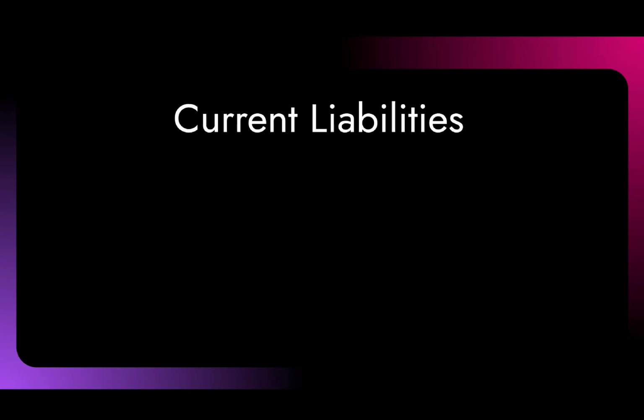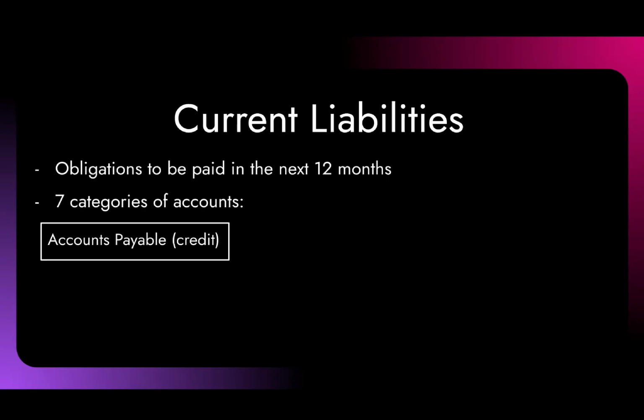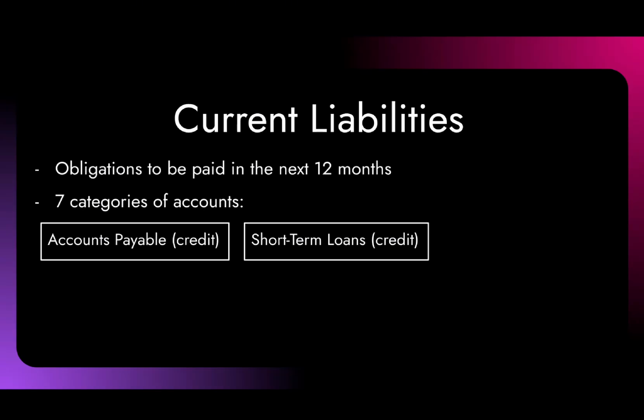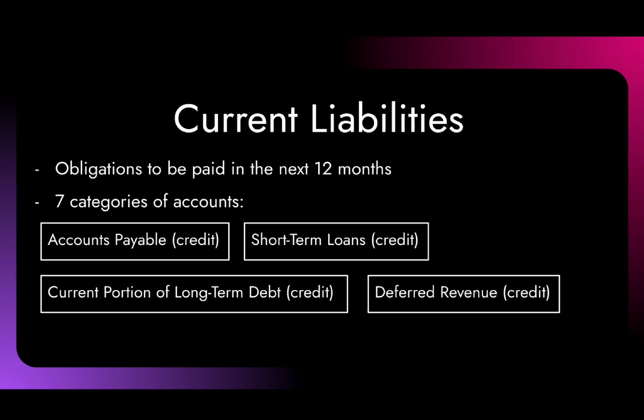Your current liabilities are obligations that have to be paid in the next 12 months or less. These can be summarized into 7 different categories. Accounts payable, so this is money that your company owes to your vendors. You have your short-term loans, which is self-explanatory. You have your current portion of long-term debt, where you might have a long-term loan, but maybe the interest portion of that loan is due straight away. So you would use this category for something like that.